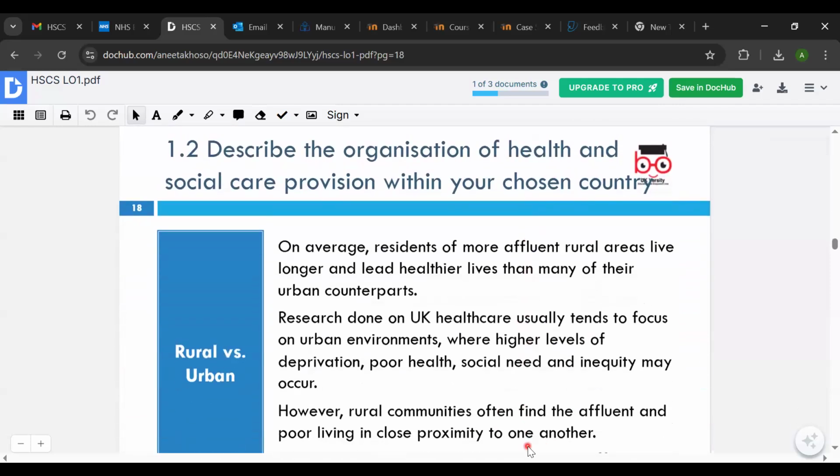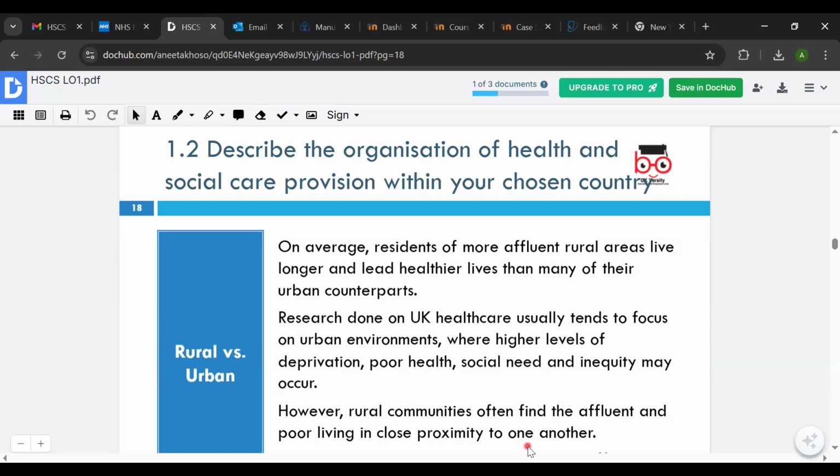Then there's a divide between the rural and the urban. On average, the residents of the most affluent rural areas live longer and lead healthier lives than many of their urban counterparts. This is seen across the world. Research conducted on UK healthcare usually focuses on urban environments, where there are higher levels of deprivation, poor health, social needs, and inequity.